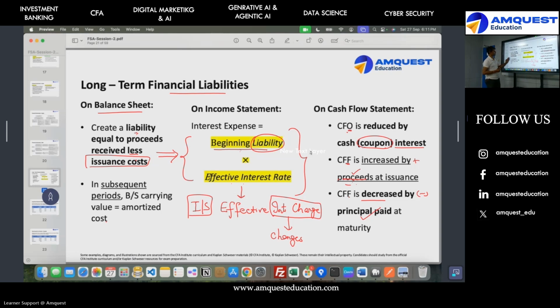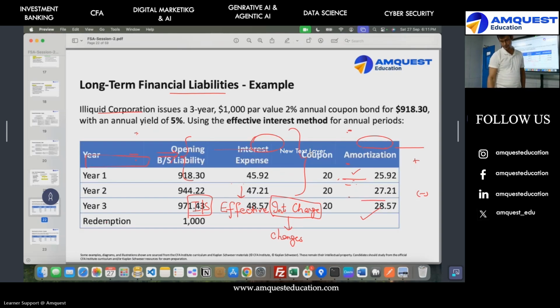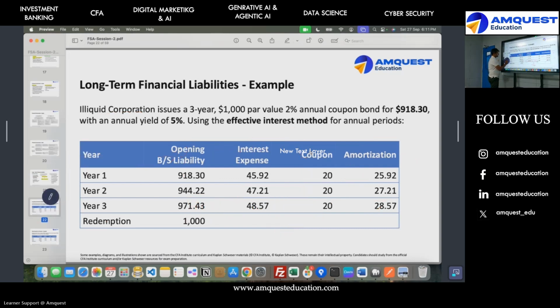Okay, so are we clear on this? I'll show an example of this. So this is very important. Once we go to the example, we'll go back to the earlier slide to connect the dots. Now let's look at an example. I have a 3-year debt, which is a bond. $1,000 is my face value. Coupon is 2%, and I've issued it for 918.